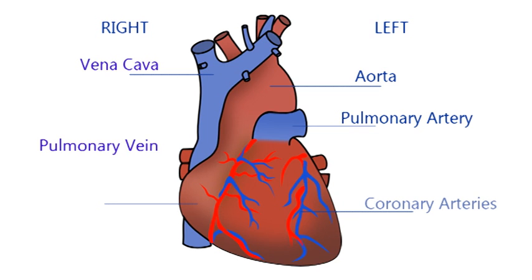Coronary arteries provide the oxygen for the muscle cells of the heart to allow it to pump. Damage or blockages in these arteries can lead to heart attacks.